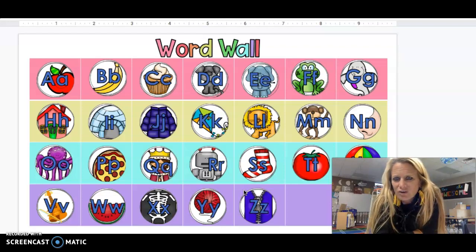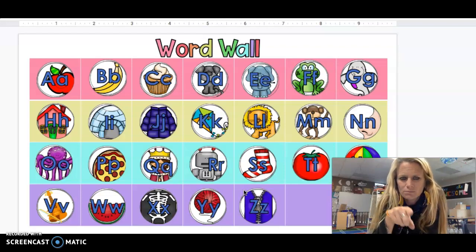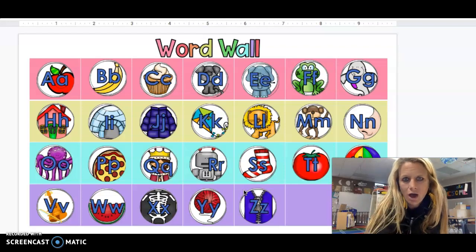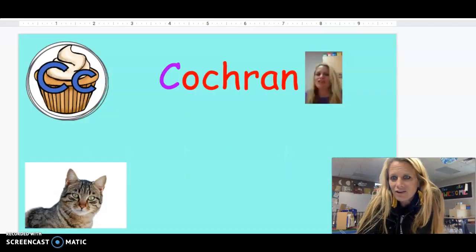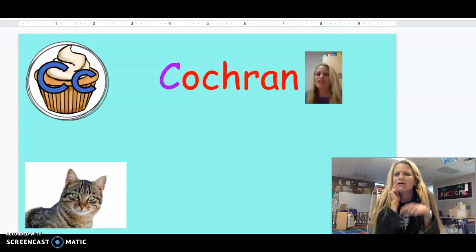So this is our letter wall. Our names begin with different letters on here, right? Do you see maybe a letter that yours begins with? Can you touch it? I saw mine right there. Mine is the letter C. I'm going to touch it. There I am. C is for Cochrane, cupcake, and cat. We have the same sound.